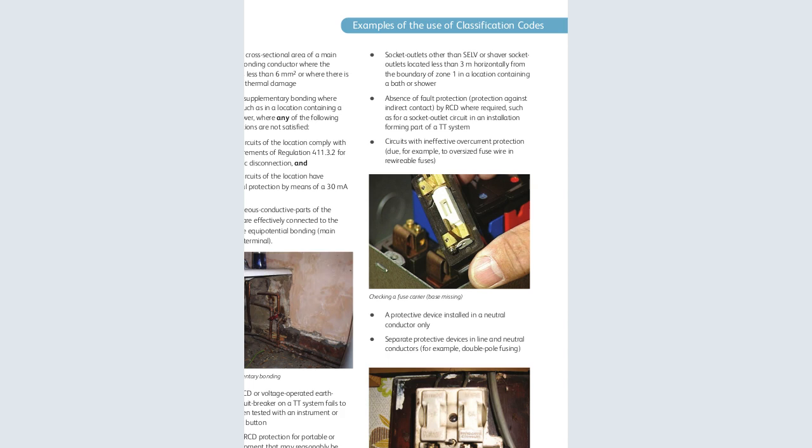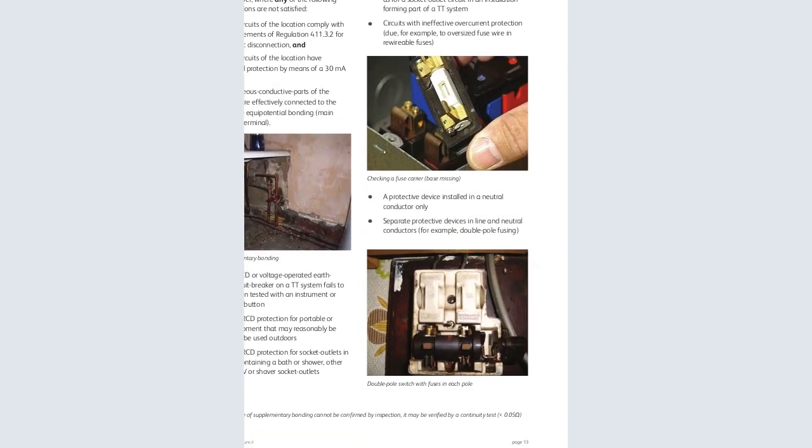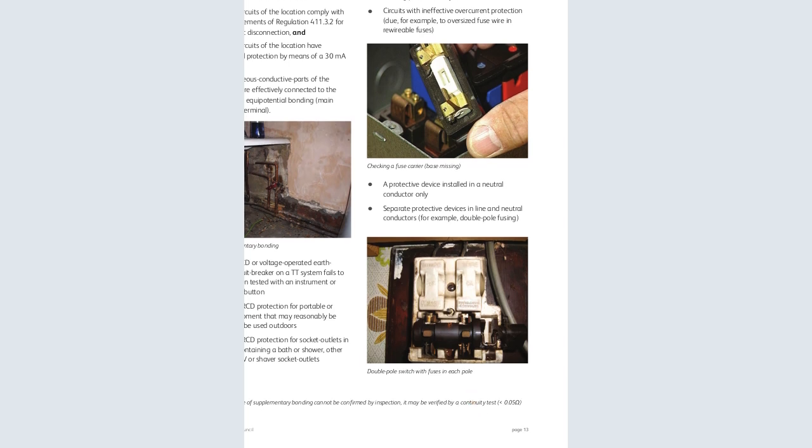Absence of fault protection, that is, protection against indirect contact or an RCD where required, such as for a socket outlet circuit in an installation forming part of a TT system. Also, circuits with ineffective overcurrent protection due to, for example, oversized fuse wire in rewirable fuses. Protective device installed in a neutral conductor only, a separate protective device in the line and neutral conductors, for example, double pole fusing.